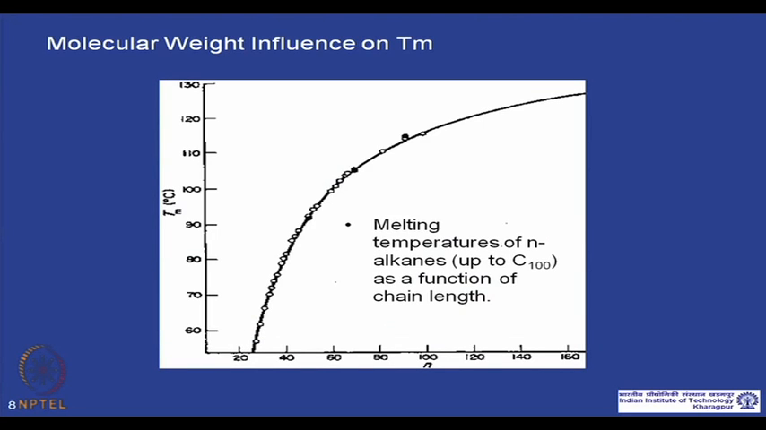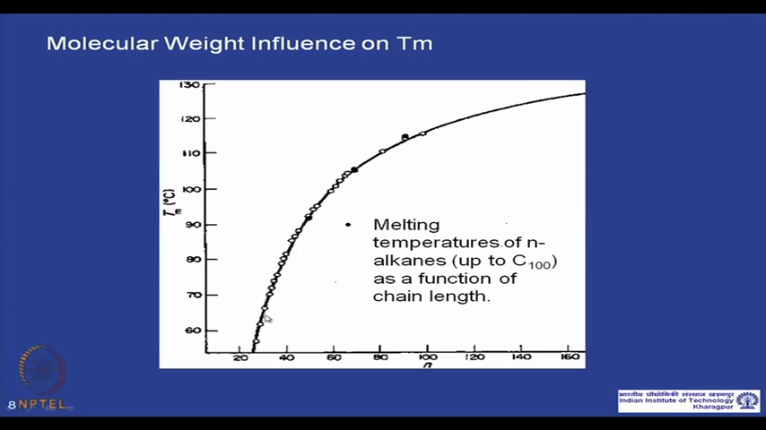Molecular weight also influences the value of Tm. This is because, as we have seen in the case of Tg as well, the chain ends have much more free volume. So the ends of the polymer chains are much more flexible. If you have a shorter chain, then the polymer is effectively more flexible and Tm goes down, and if you have a longer chain, the contribution from the ends is less.